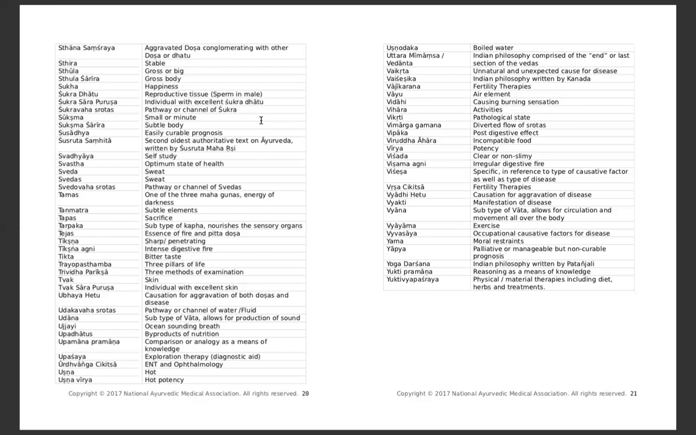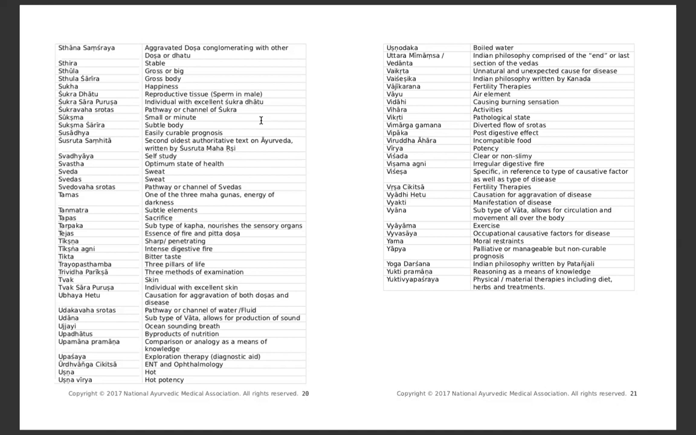Ushna is hot. Ushna virya is hot potency. We're almost done. Ushnodaka. Udaka is water. Ushna is hot. So Ushna, Udaka becomes Ushnodaka, according to the rules of Sandhi. Uttar Mimamsa, Vedanta, Vaikruta, Vaisheshika. This was the atomic theory, I believe, by Rishi Kanada. Vajikarana is fertility therapies. Vayu is air element. Vidaha is a burning sensation, that which causes a burning sensation. Vihara is activities, right? So we talk about ahara, vihara, diet and lifestyle. That's how we treat our clients.